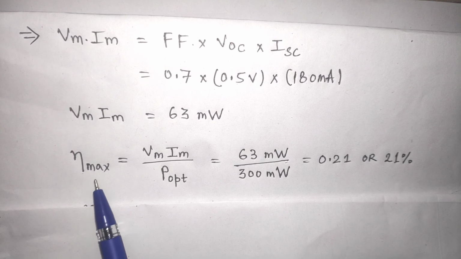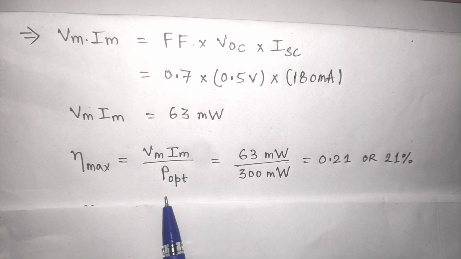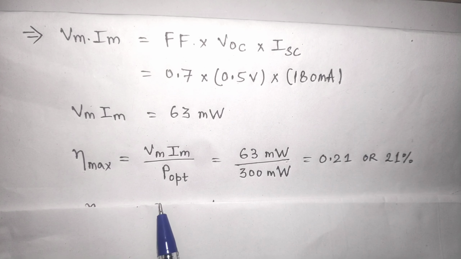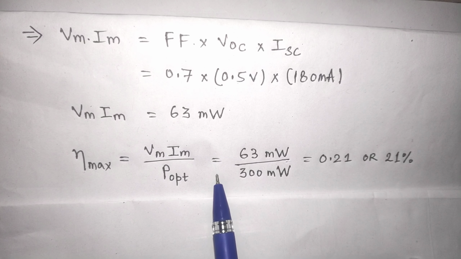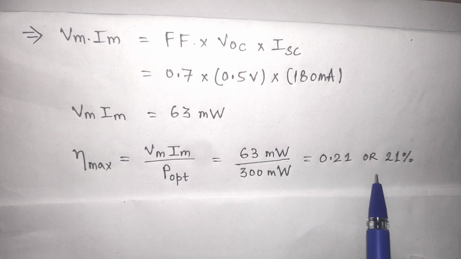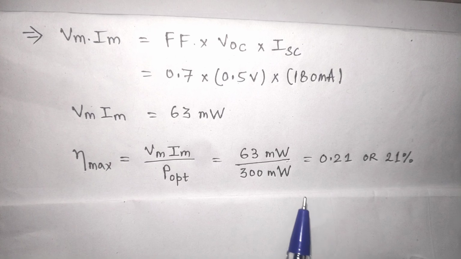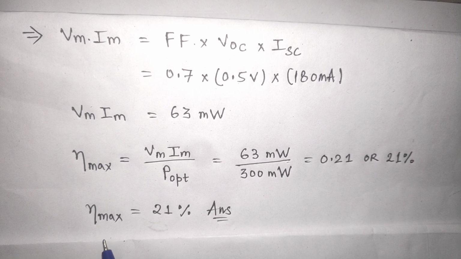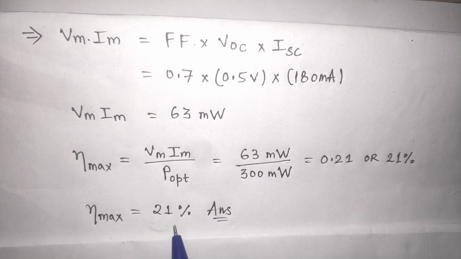Maximum conversion efficiency eta max is equal to Vm into Im upon P optical. Put these values, we will get eta max is equal to 63 milliwatt upon 300 milliwatt, which is equal to 21%. So our answer, the maximum conversion efficiency of the solar cell, is 21%.